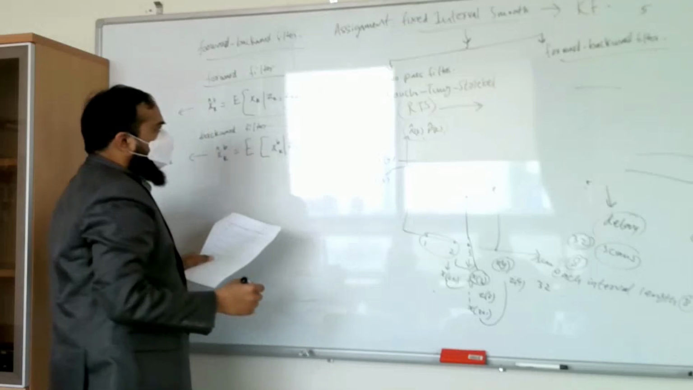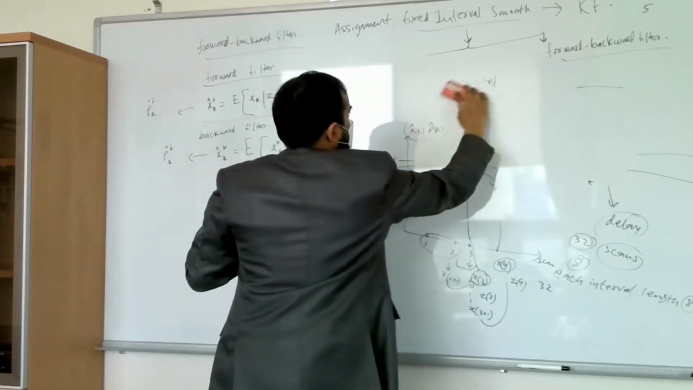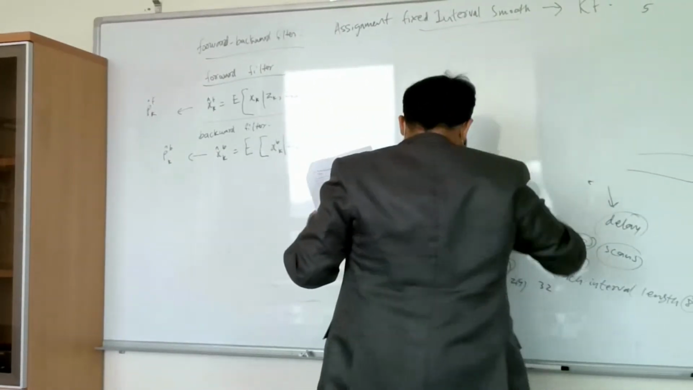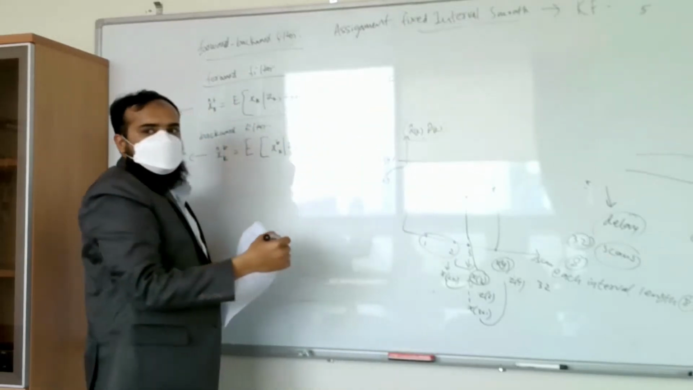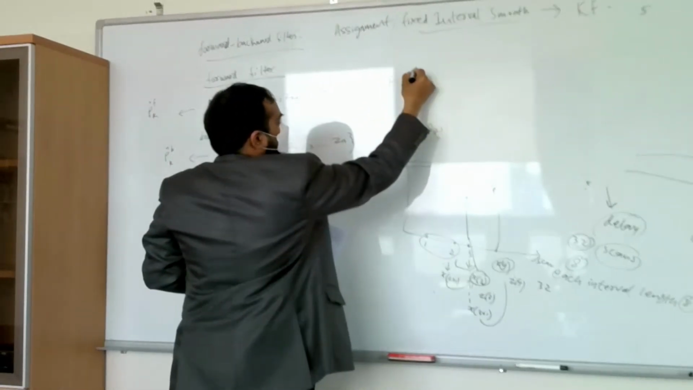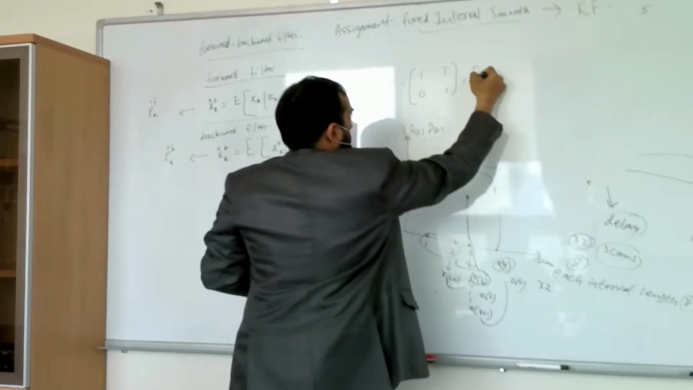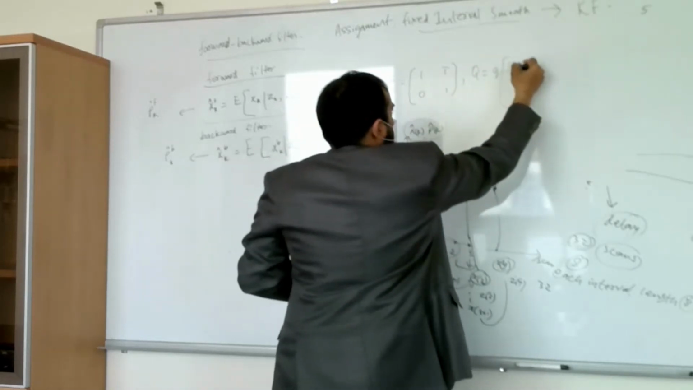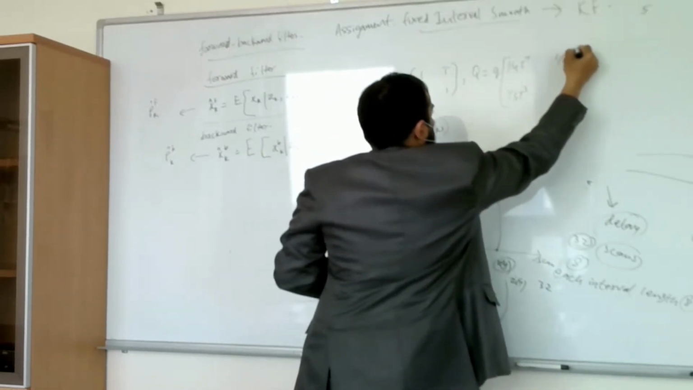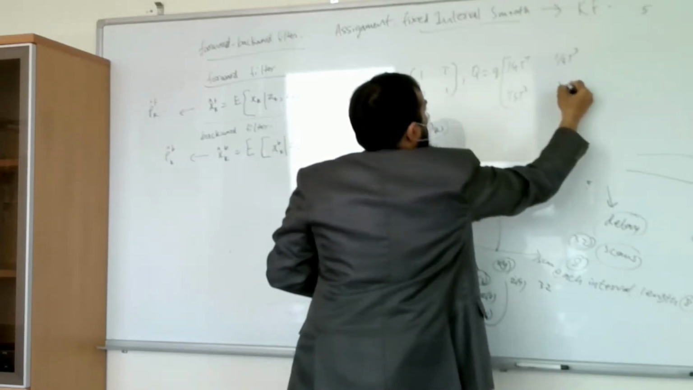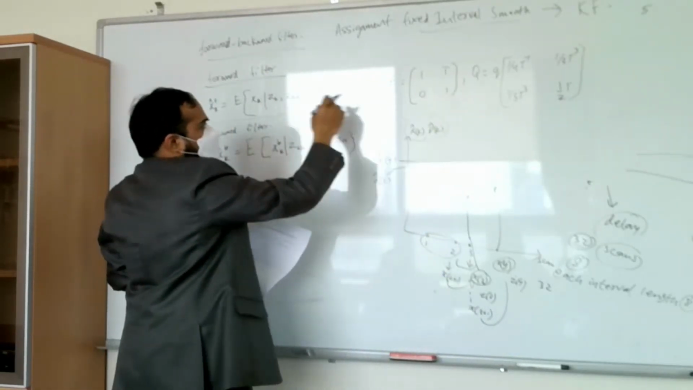So in case of forward filtering, your F matrix is the same like this: 1 T, 0 1, and Q is the same. So this will add the velocity information to the current state.